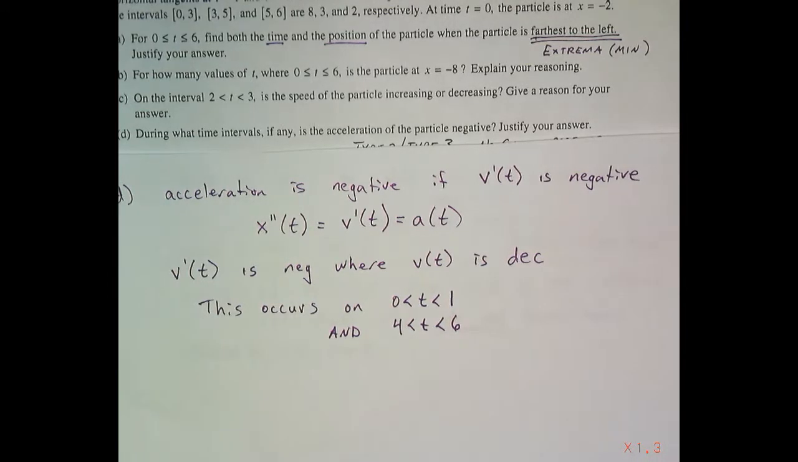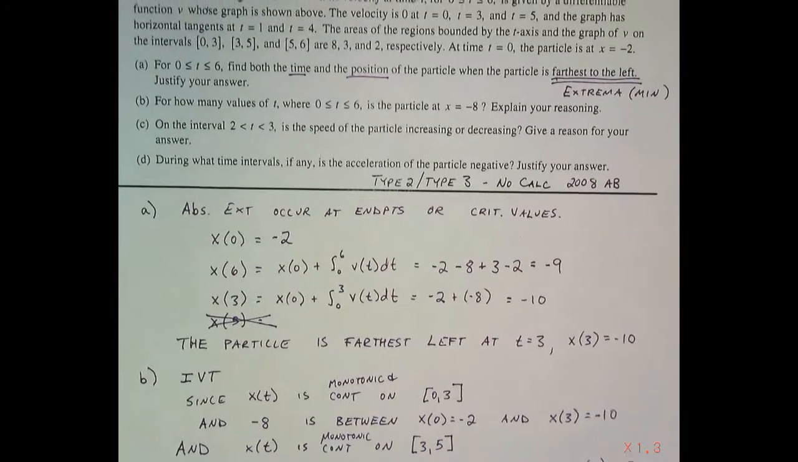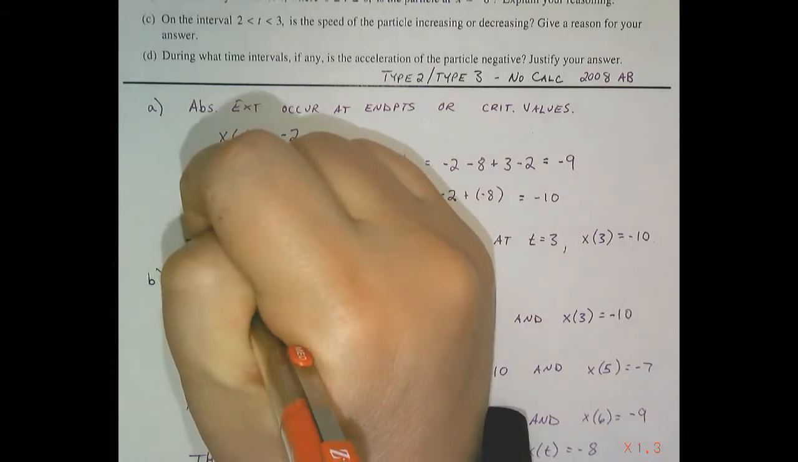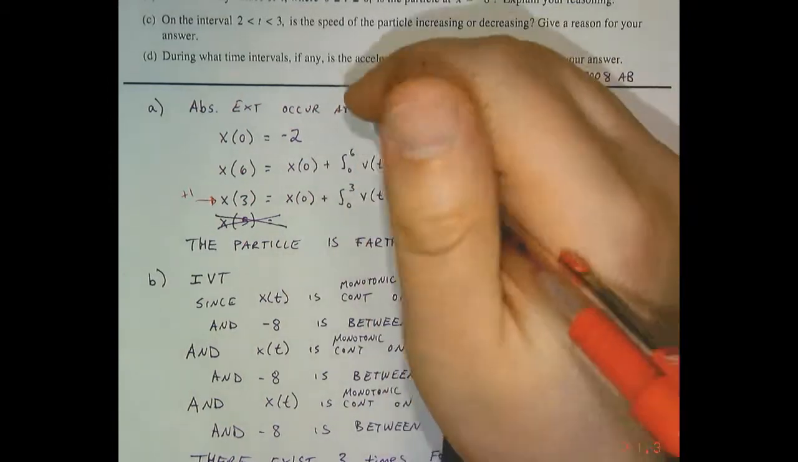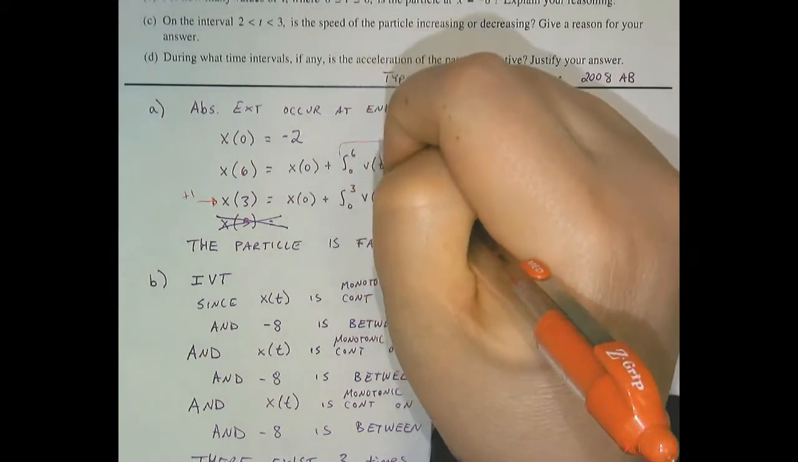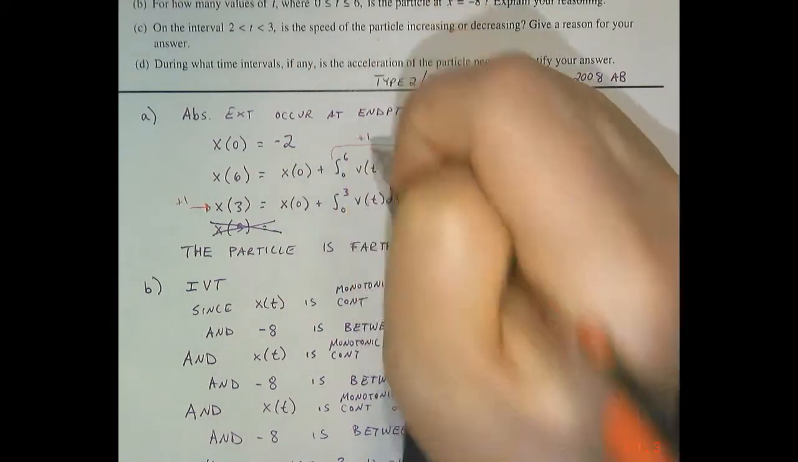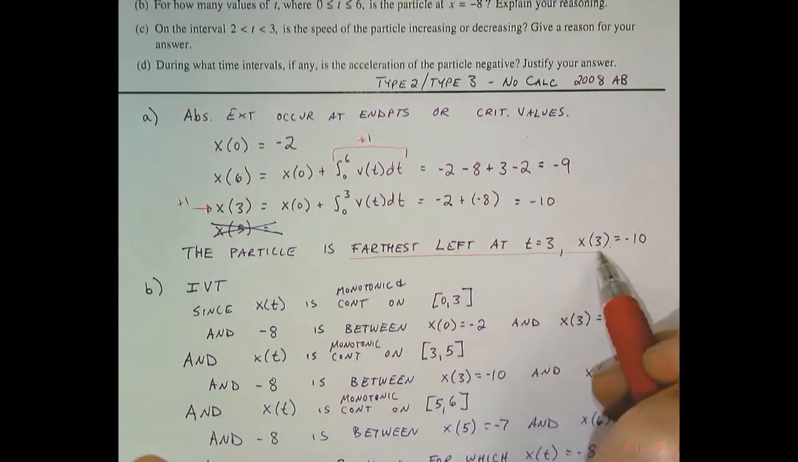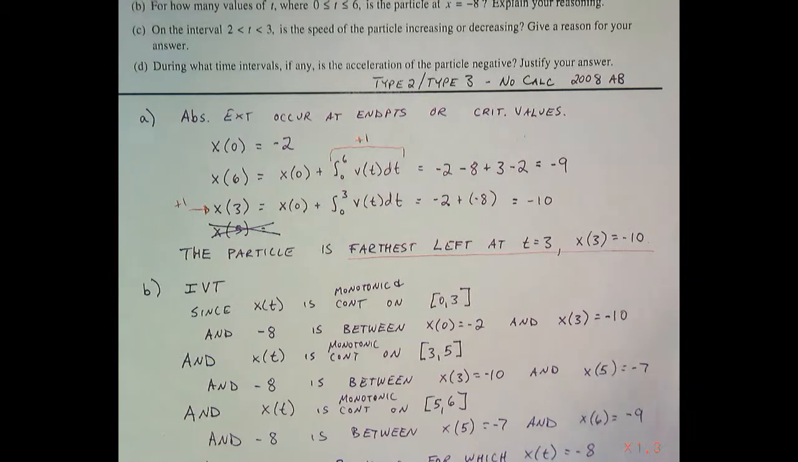Okay, let's look at how this gets graded. We'll jump back up to part A and grade part A. So part A, you're given 3 points in part A. The first point comes from, did you identify 3 as a candidate? So by identifying 3 as a candidate, you'll get 1 point. The second point comes from, did you consider the accumulation from times 0 to 6? So that's worth 1 point. And then finally, your conclusion. The conclusion is farthest left at time 3 where the position is -10. Recall you need both the time and the position to get that point.